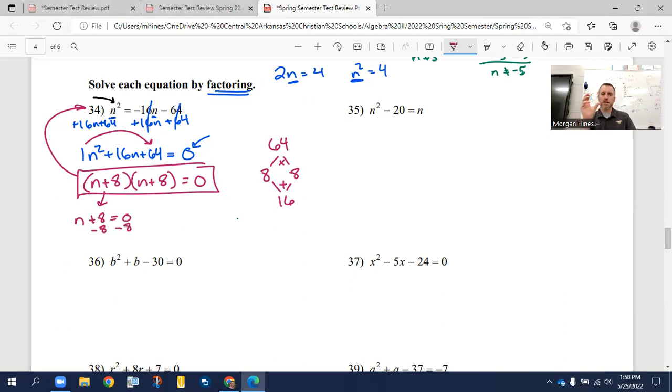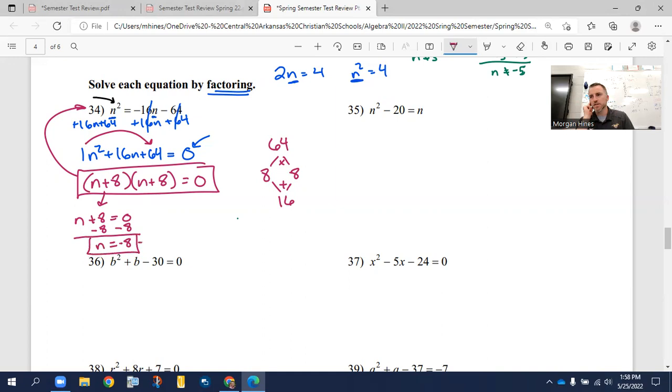If n plus 8 is being multiplied by something, and n plus 8 equals 0, then whatever we multiply it by will become 0 as well. So what value of n would make n plus 8 be 0? We get n equals negative 8.